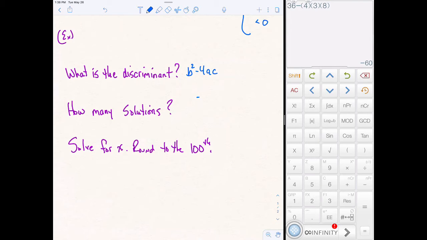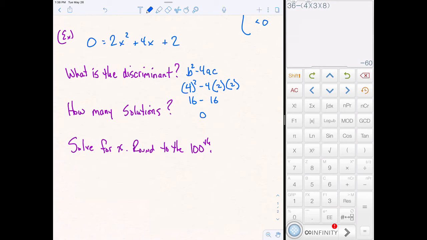So this is now example number 2. 0 is 2x squared plus 4x plus 2. Now, what's the discriminant? We're still going to do the discriminant first. So we're going to go b squared, so 4 squared minus 4 times a times c. So I'm going to get 16 minus, well, 4 times 2 is 8. 8 times 2 is 16.